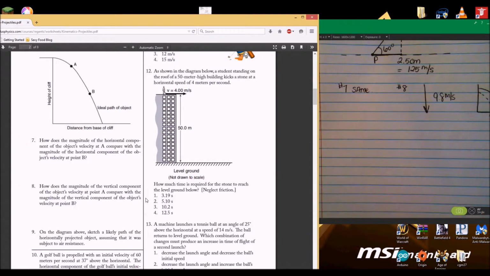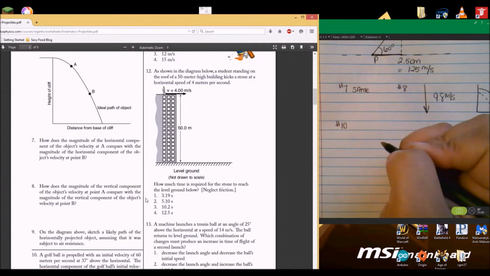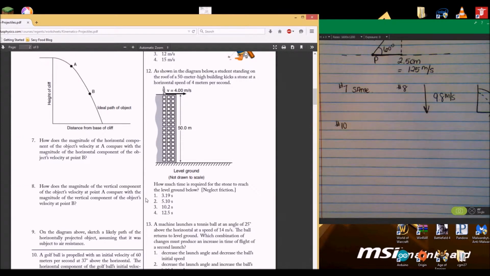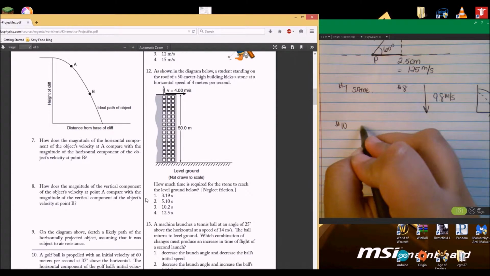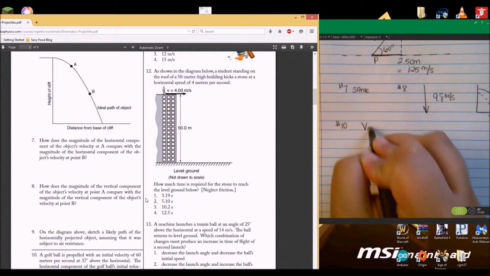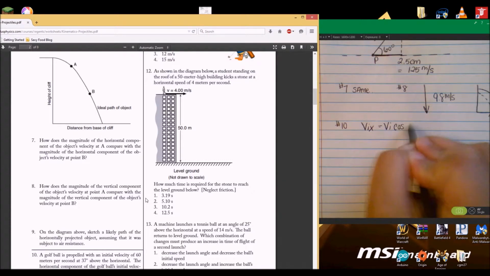Okay, question number 10 says that a golf ball is propelled with an initial velocity of 60 meters per second at 37 degrees above the horizontal. The horizontal component of the golf ball's initial velocity is... So if you're looking for the horizontal component without using the scale diagram, all you're doing is using the equation v initial of x, which is your horizontal, equals the initial velocity times cosine of theta.